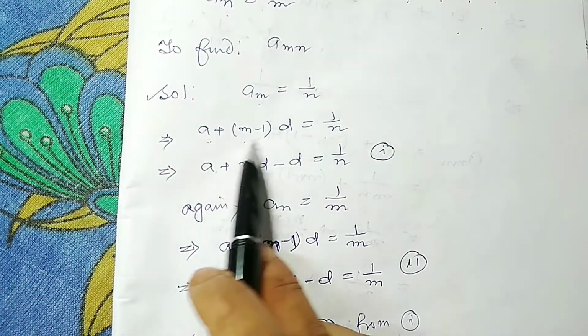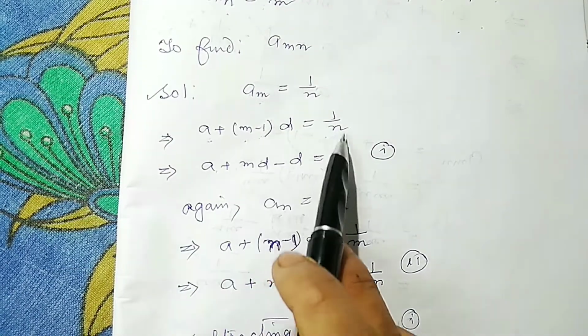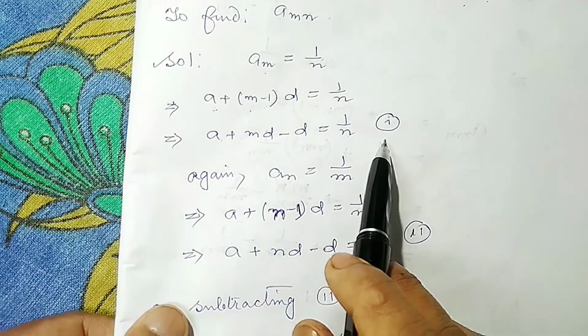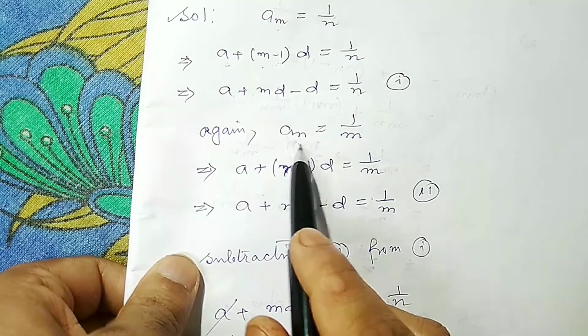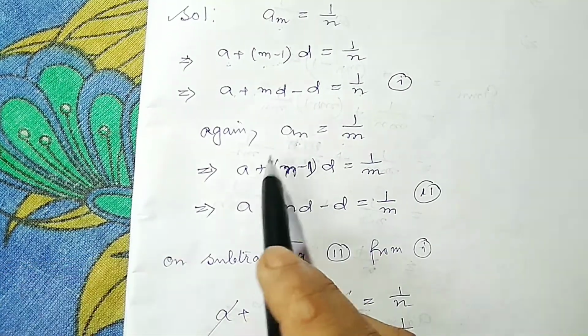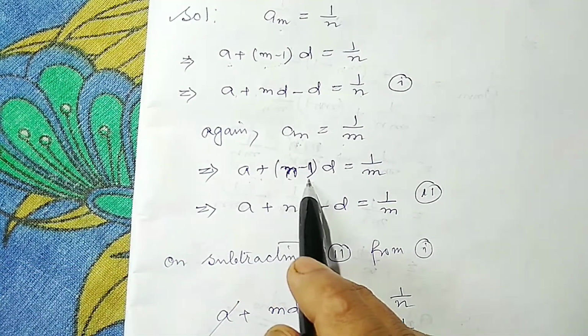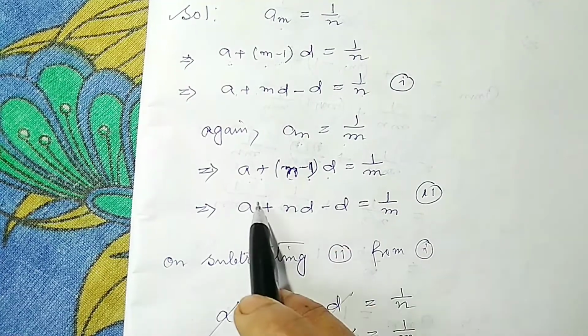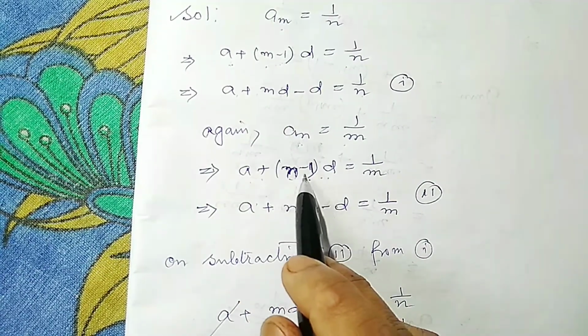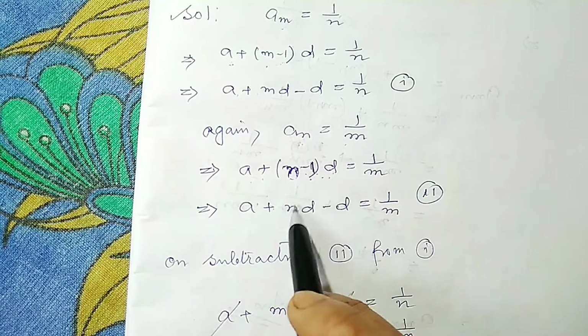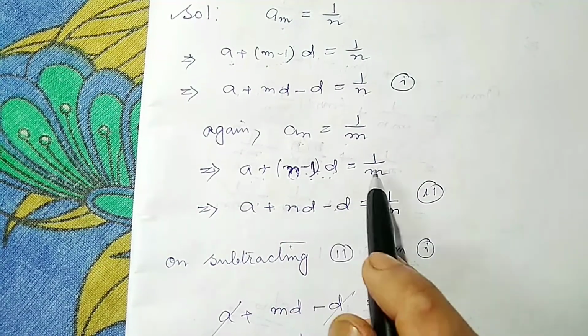A plus md minus d equals 1 by n. Let it be equation number 1. Again it is given an equals 1 by m. The an formula is a plus n minus 1 into d is 1 by m. So a plus nd minus d. If I multiply n into d, nd, d into 1, d, equals 1 by m.